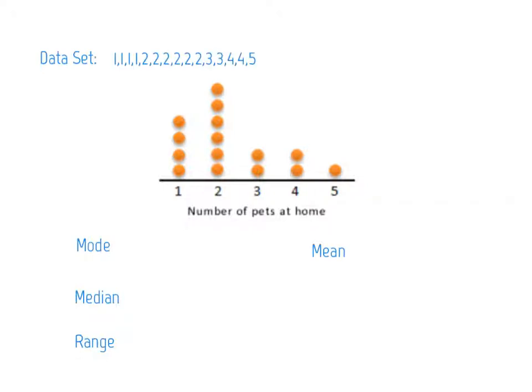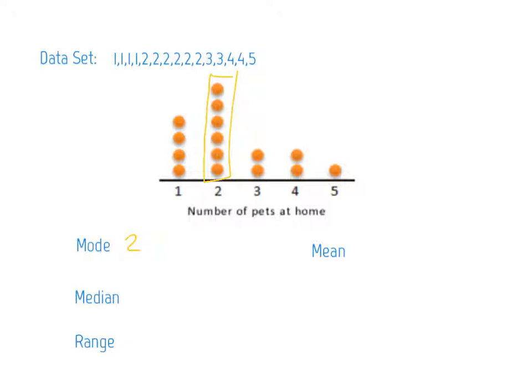So your data set is that you have 4 ones and you have 6 twos, 2 threes, 2 fours, and a 5. Your mode is the highest peak, which is right here at 2. And so 2 pets in the home is your mode.